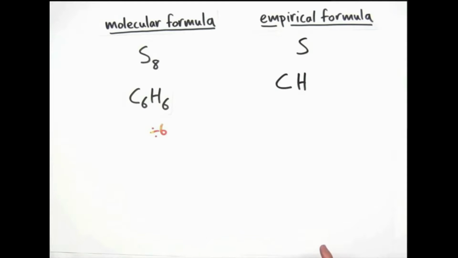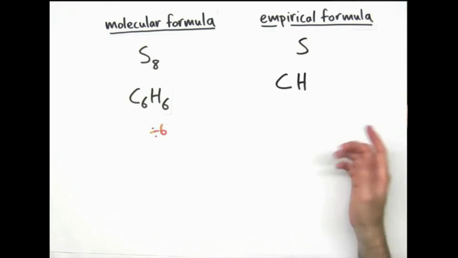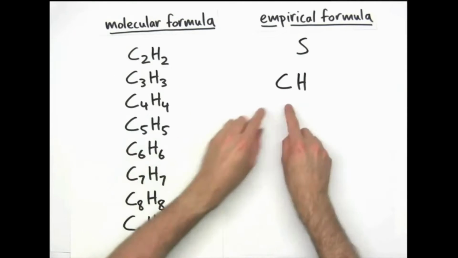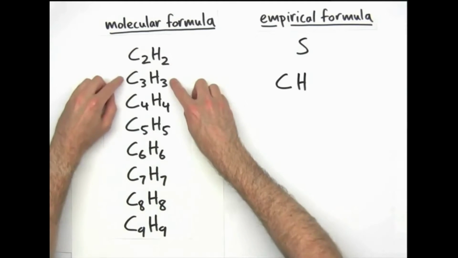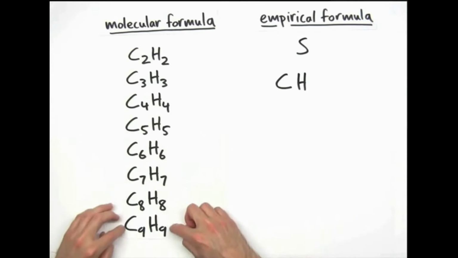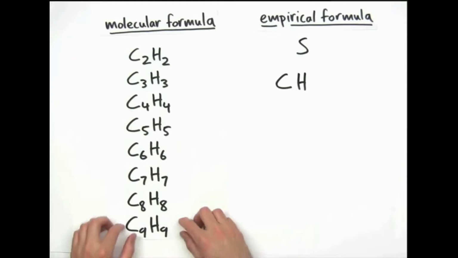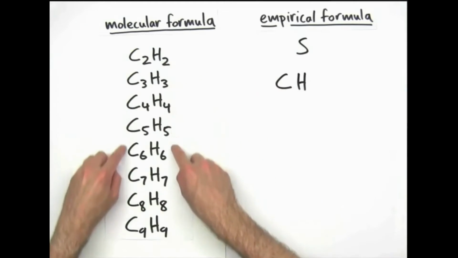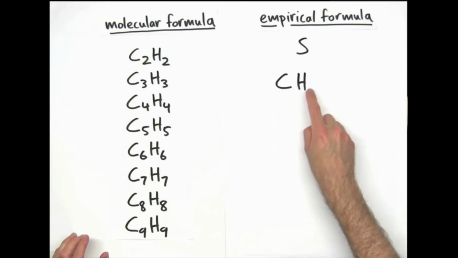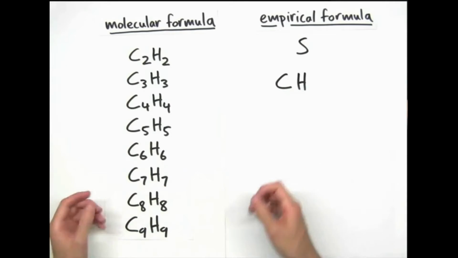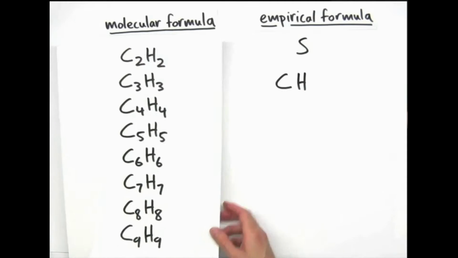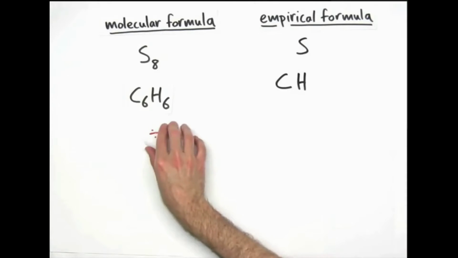Now, one thing that I just want to point out here is that oftentimes many compounds can have the same empirical formula. All right? C6H6 has this empirical formula, but all of these other molecular formulas, as well as many others, have the same empirical formula right here. The empirical formula for all of these is CH. So oftentimes you'll see a bunch of molecular formulas that have the same empirical formula. So just keep that in mind. Okay, 2 more.